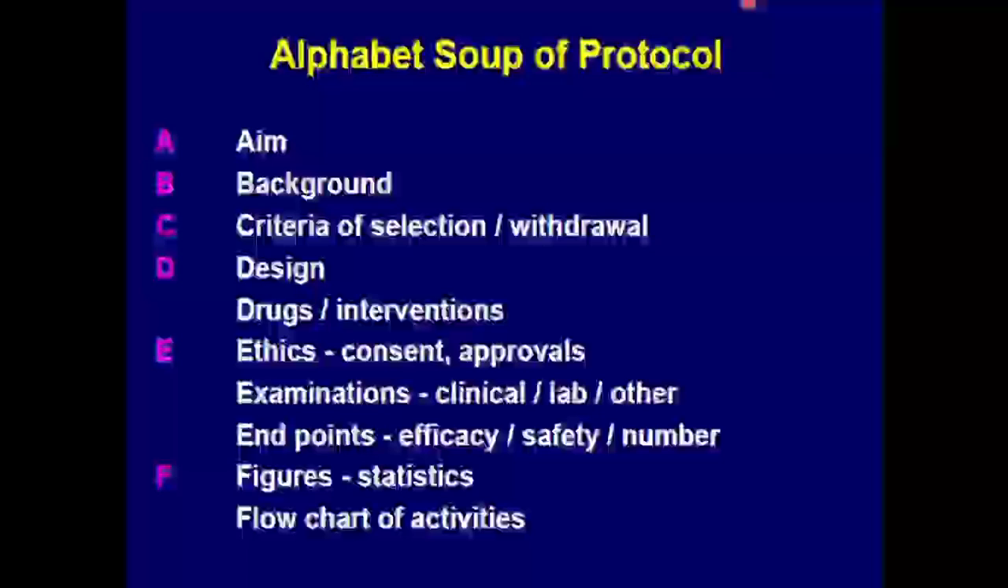So here I'll start with an alphabetical soup of protocol, which is A, B, C, D, E, and F. A is the aim of the study, B is the background, C is the criteria for selection or withdrawal, D is the design or drug intervention, E is the ethics, the examination of the patients, the endpoints that we are looking for, and F is the figures or the statistics and the flow chart of activity. So aims, background, criteria, design or drug, ethics, examination, endpoints, figures, and flowcharts. This is the A, B, C, D, E, and F model for protocol designing.